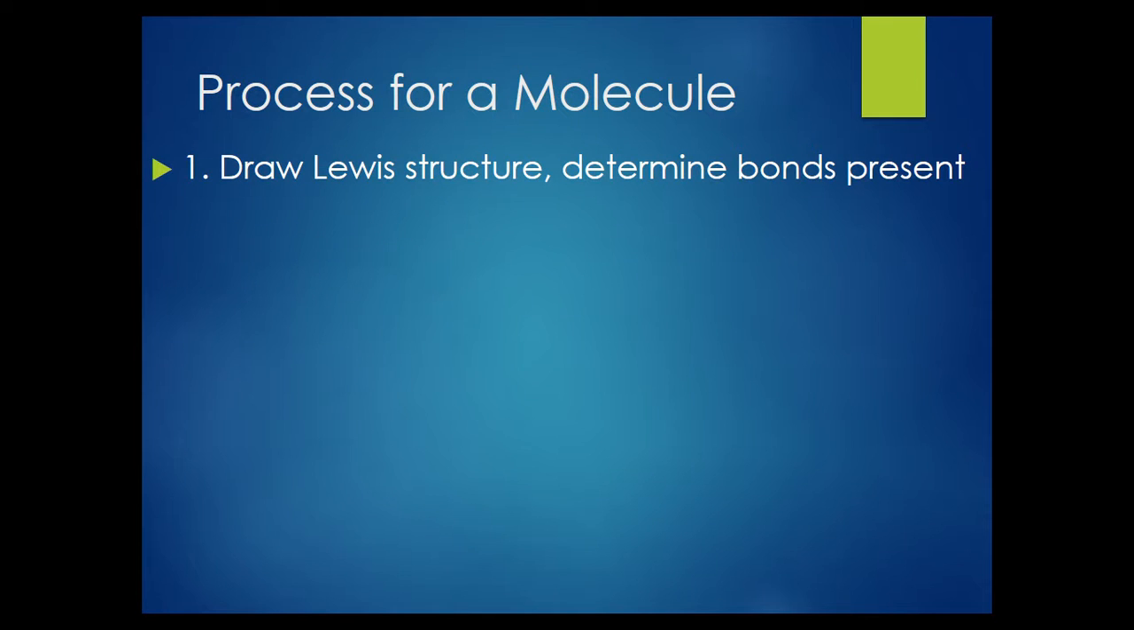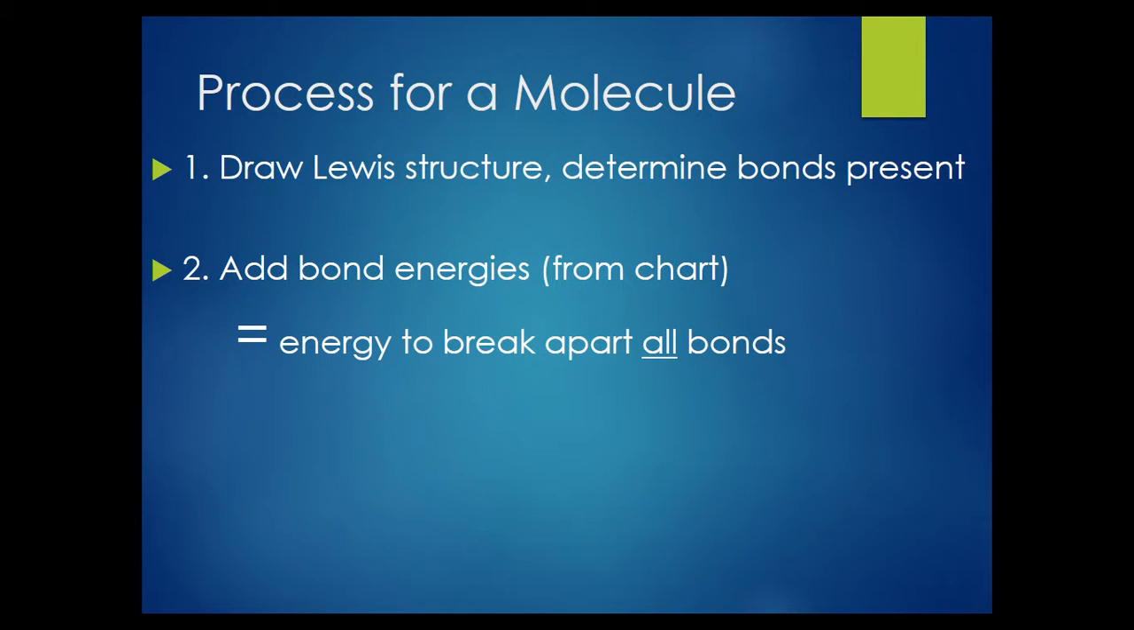So here's the process. You first need to draw a proper Lewis structure. If you draw this improperly, you will get the answer wrong. Okay, so I cannot stress this enough. If you still need help with that, I did make a video for that. You need to determine what bonds are present. Are there double bonds? Are there single bonds? How many are there? And you add all the bond energies together, and that equals the energy to break apart all bonds within that molecule.